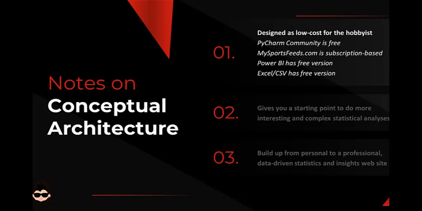For example, the PyCharm Community Edition is a free, open-source integrated development environment, IDE, for Python that can be used to develop and run Python scripts. MySportsFeeds.com is a subscription-based service that provides access to NHL player and team statistics, but the cost is relatively low and can be easily incorporated into the project budget.